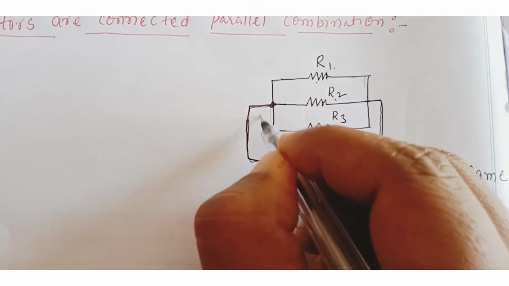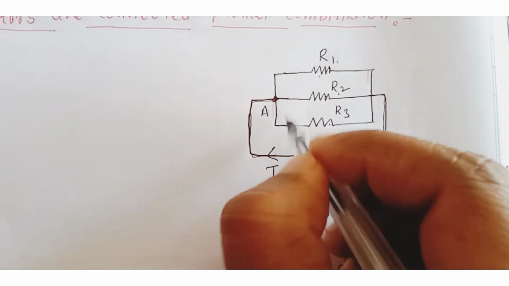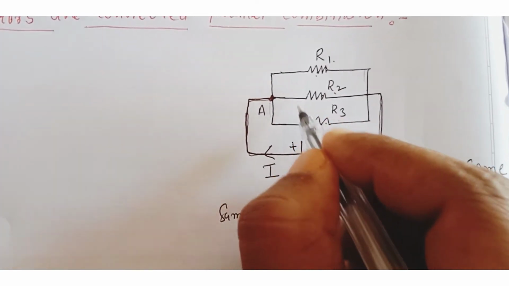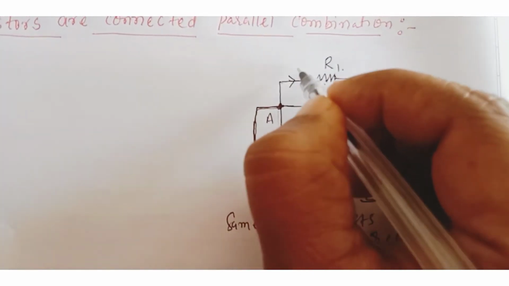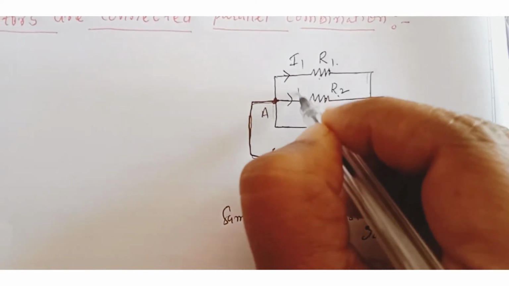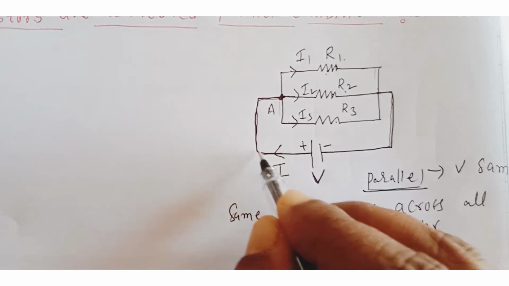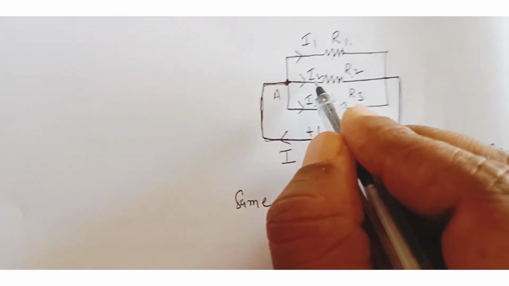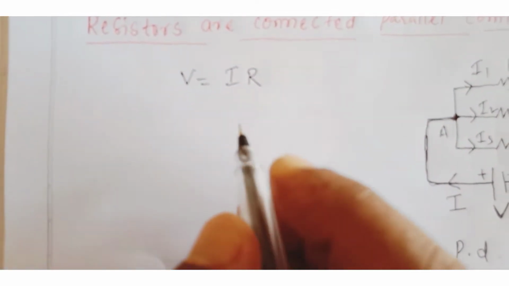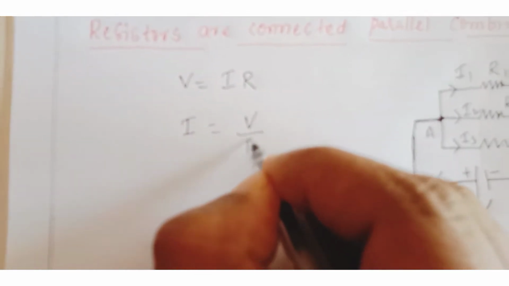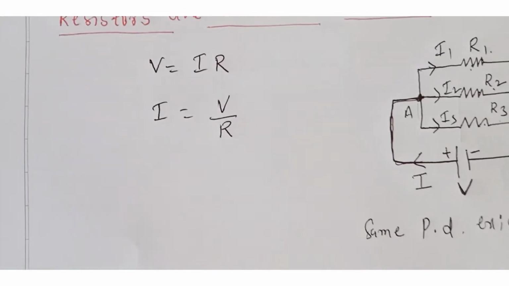At the junction A, the current is divided into three parts: in the R1 resistance, in the R2 resistance, in the R3 resistance. That is, we assume currents I1, I2 and I3. The total current I is divided into three parts: I1, I2 and I3. Now, according to Ohm's law, V equal to IR, then I equal to V by R.